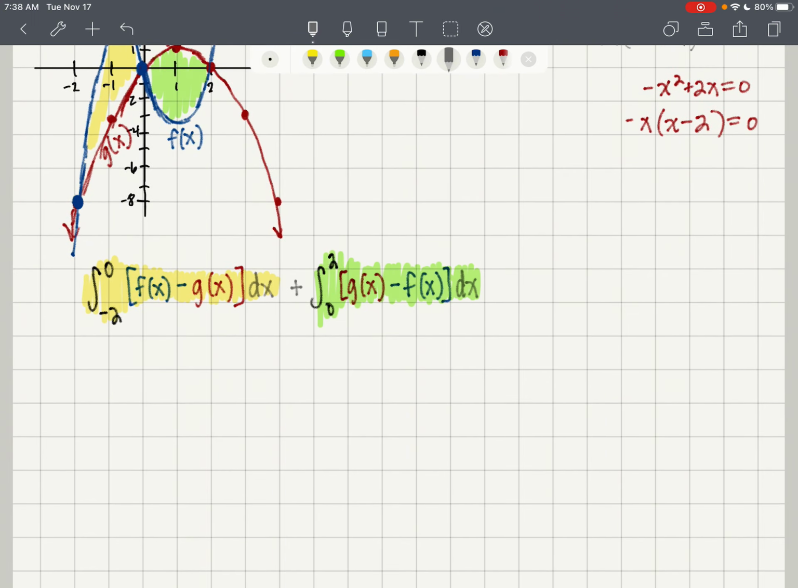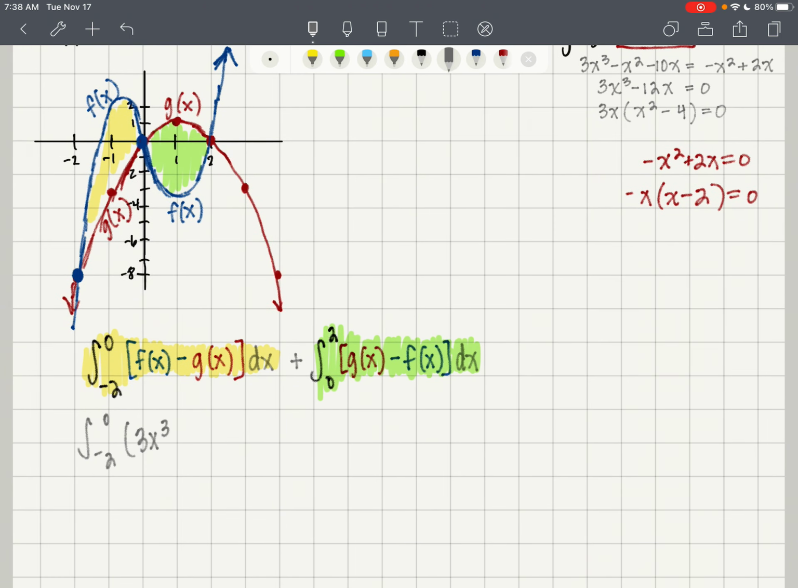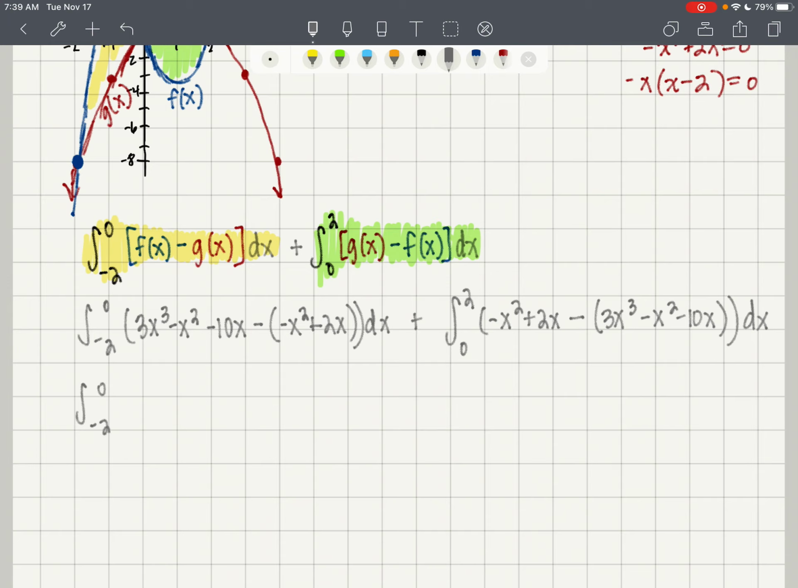So now we're going to do the algebra. Negative 2 to 0. f of x is equal to 3x cubed minus x squared minus 10x. I'm going to subtract from that g of x, which is negative x squared plus 2x. And our green area from 0 to 2 will be negative x squared plus 2x minus all of f of x. It would be easy to integrate here.